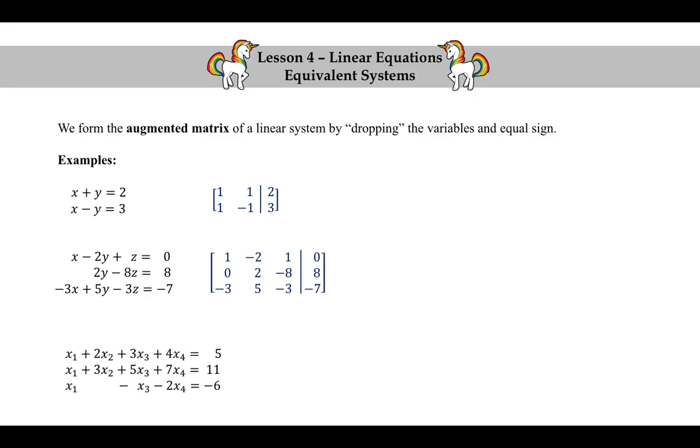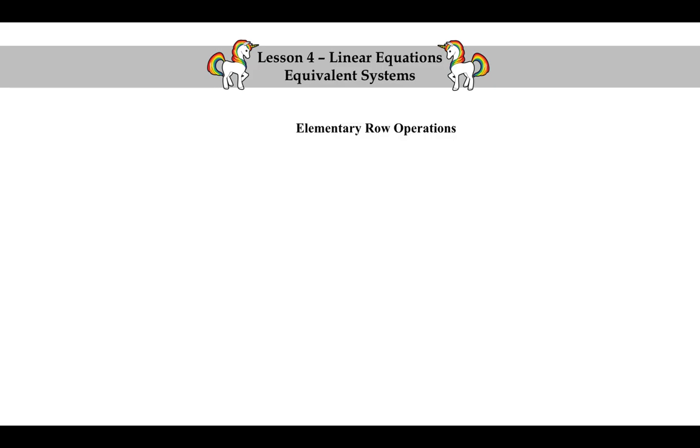One more example. So here we have a system of 3 equations in 4 variables, and here's the corresponding augmented matrix. We have 1x1 plus 2x2 plus 3x3 plus 4x4 equals 5, 1x1 plus 3x2 plus 5x3 plus 7x4 equals 11, 1x1 plus 0x2 minus 1x3 minus 2x4 equals negative 6. And there's that line again.